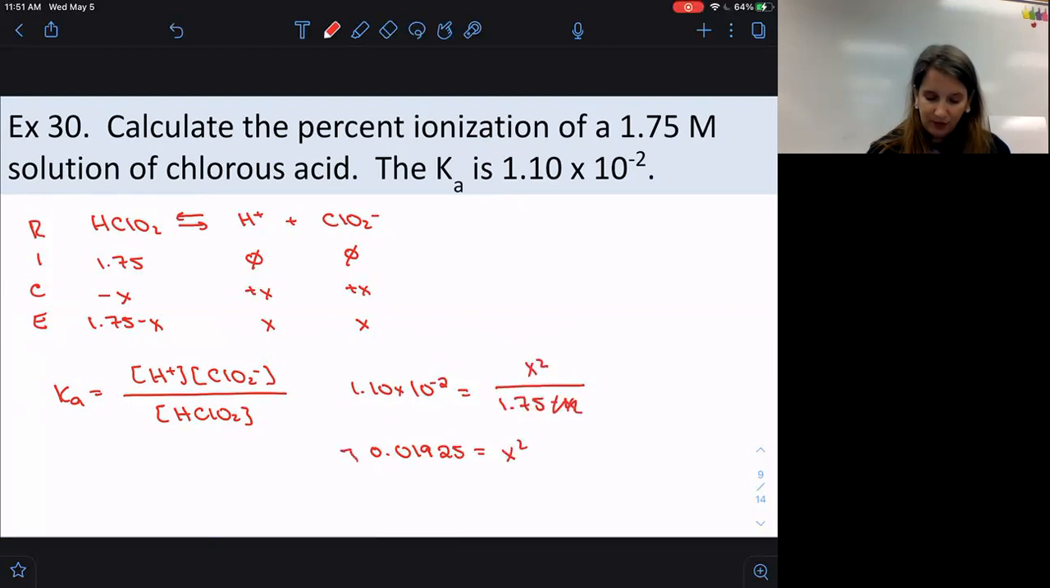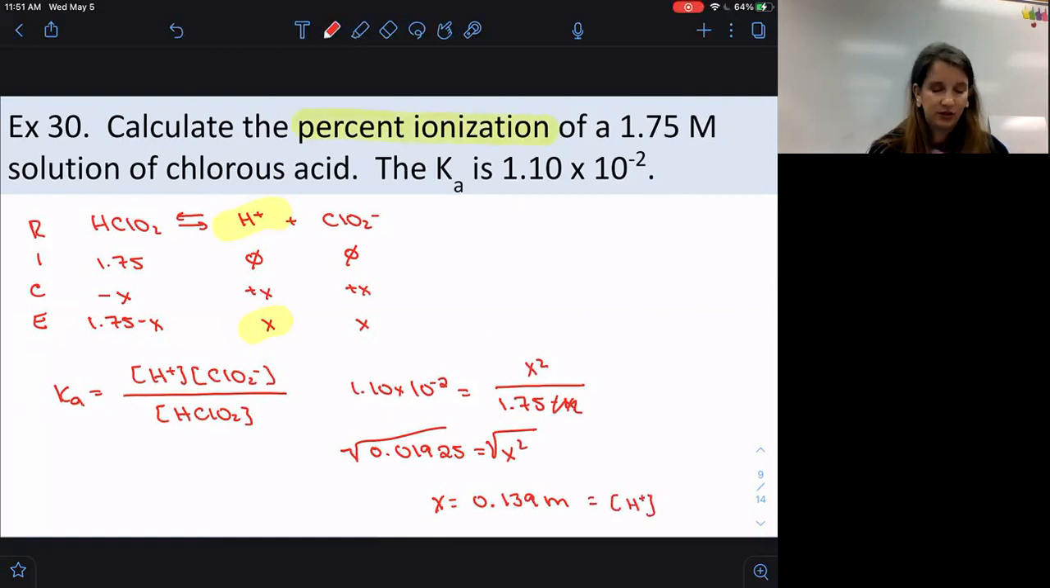We're going to square root both sides of this so that we can get X by itself. So we will square root this. We'll get 0.139. Now remember, the X is equaling our hydrogen ion concentration. So that's our hydrogen ions. It wants us to solve for the percent ionization though.